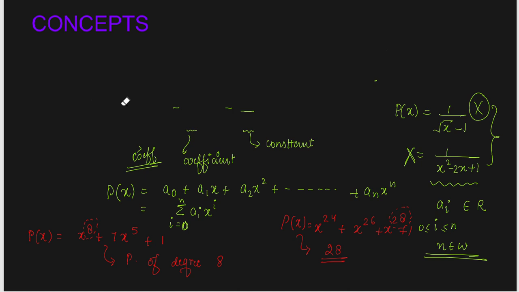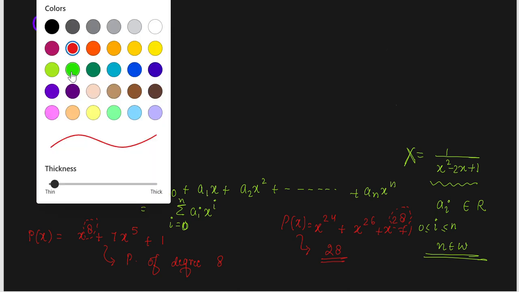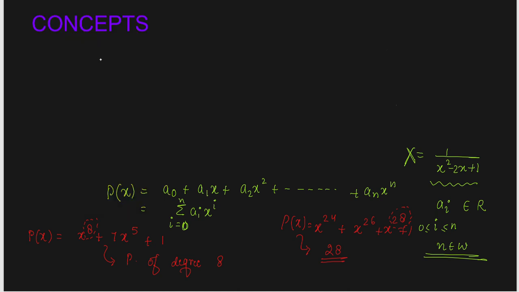Alright, now what are different types of polynomials? This we have already covered in class 7th, 8th, 9th as well in terms of your algebraic expression. We'll cover it in polynomials as well. Let's get started. So first thing first, what do we understand by the types of polynomial?